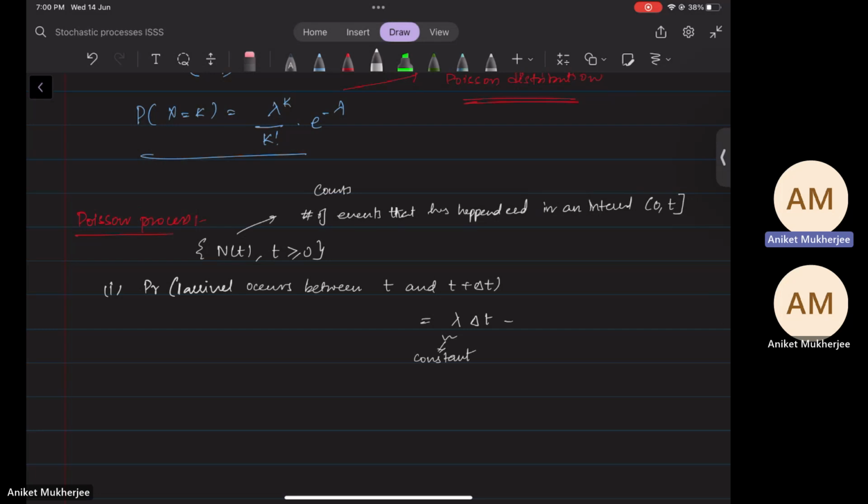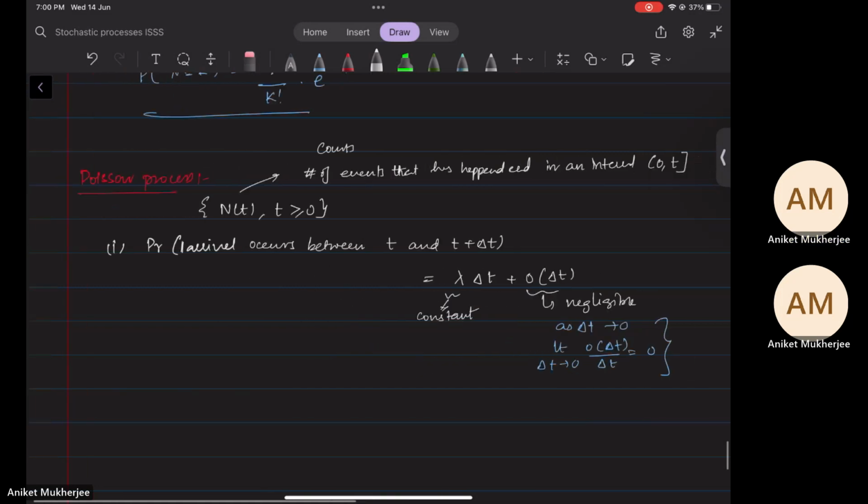This is what we call the rate, and then order of delta t. So this is negligible. What this order of delta t states is as delta t tends to zero, limit delta t tends to zero, then the order of delta t by delta t goes to zero. This is what it means. It is so small that as you decrease the width of the delta t, this term is so negligible that it goes to zero.